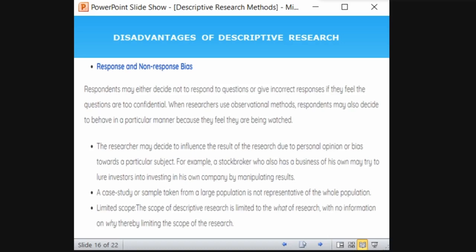And sometimes they will give incorrect answers. That means if you are asking too much personal information, they won't share it. That means they will give wrong answers. If those kinds of things are happening, that is called response and non-response bias.